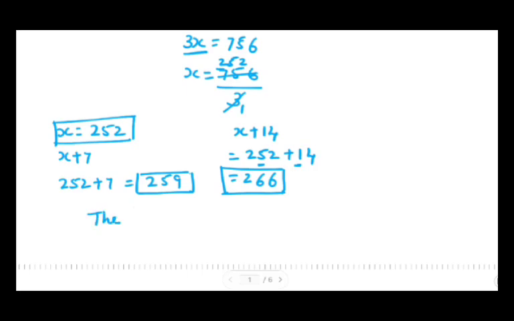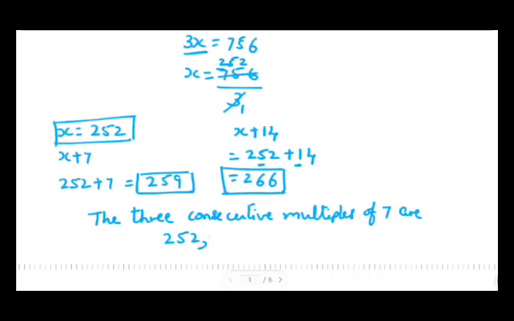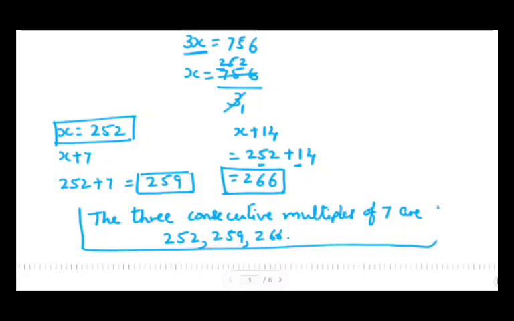The three consecutive multiples of 7 are 252, 259 and 266. That's my answer. It's a word problem, so a statement is mandatory.